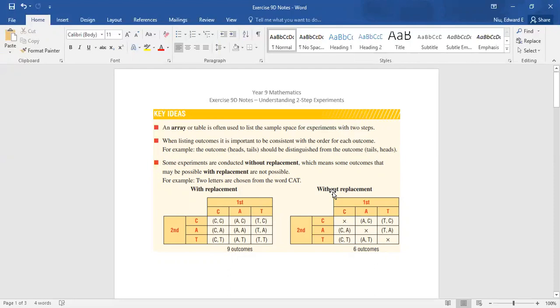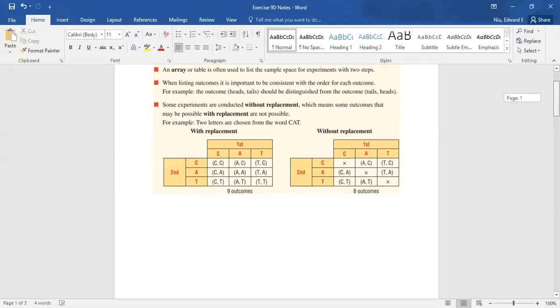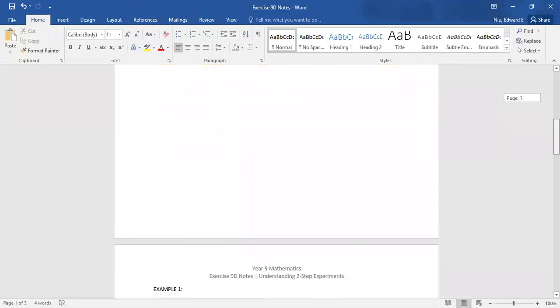And same goes with without replacement. Now, the difference is when you take out the first letter, without replacement means you don't put that letter back into the bag. So if there were letters C, A, and T in the bag, and you take the C out first, then on the second pick, you can't get that C again, can you? No. So that's why we've got crosses here along the diagonals, because if you take an A out on the first pick, the letter A is not in the bag anymore. So on the second pick, without replacement, you can't take the letter A out again. Hopefully that makes sense. And we're going to put it into practice in the examples.